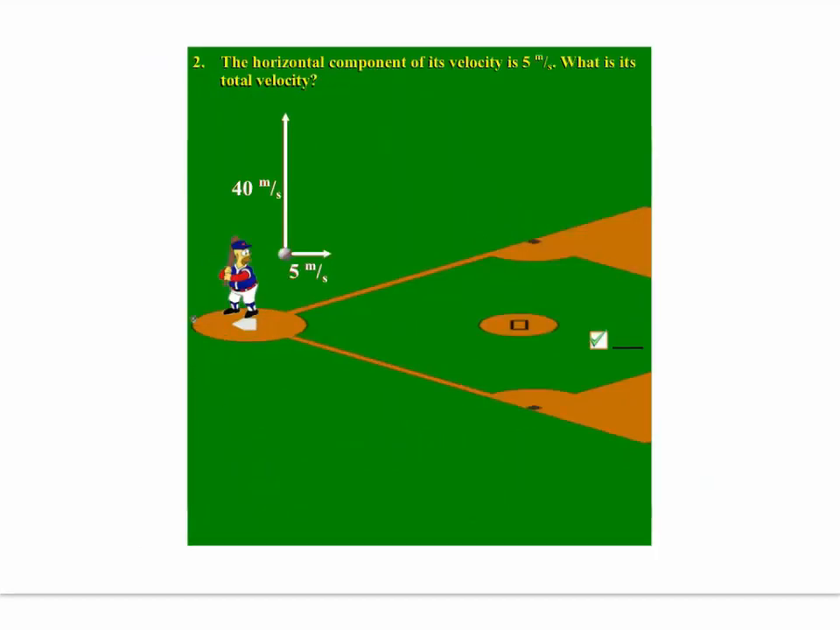So number 2 tells us that the horizontal component is 5 meters per second, and then asks for what the total velocity is. Typically in these problems, we'll give you the actual velocity and the angle that it was shot up at from the ground, and then ask you to figure out the components.